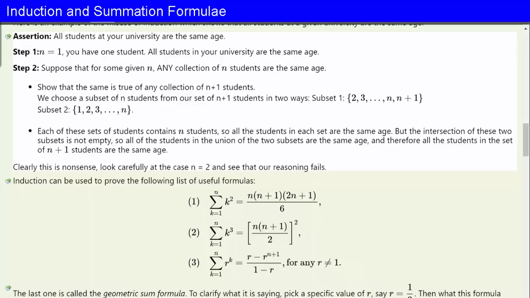Now we have decided that we're starting with a given statement, any collection of n students are the same age. So all the students in subset 1 are the same age, and all the students in subset 2 are the same age. But those two subsets have non-zero intersection. For example, student number 2 belongs to both. Therefore, all the students in both subsets are the same age, and that includes all the students numbered 1 through n plus 1.